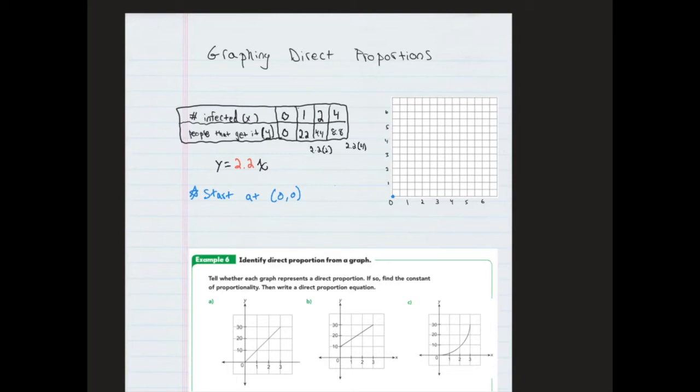So that's 0 on my x-axis here, which would stand for the number of people that are infected. And that's 0 on my y-axis, which stands for people that get the virus, or people that it spreads to.